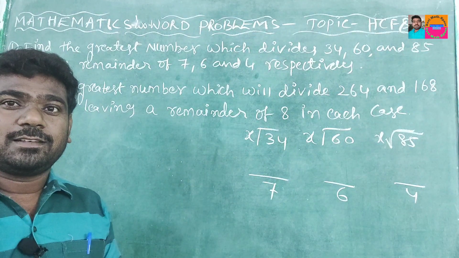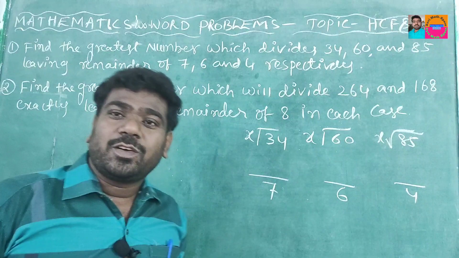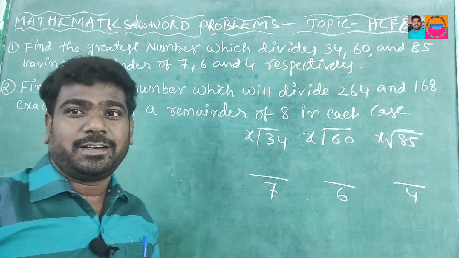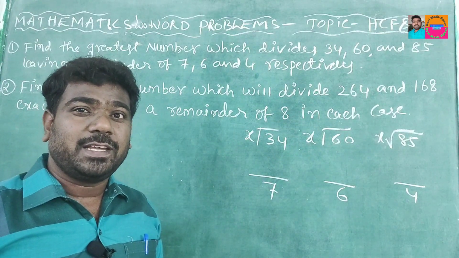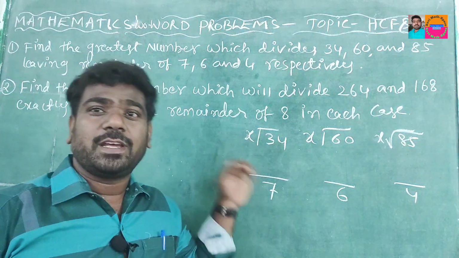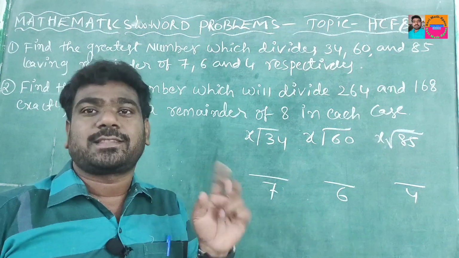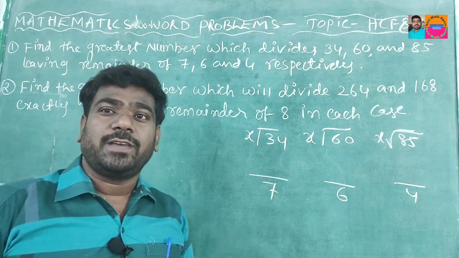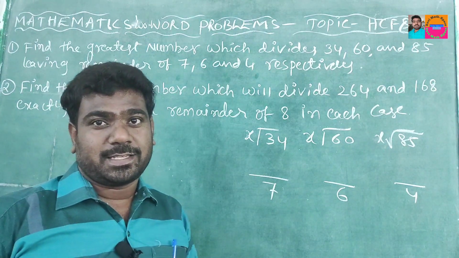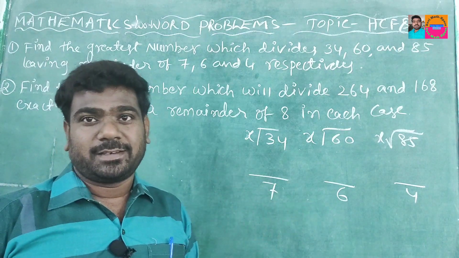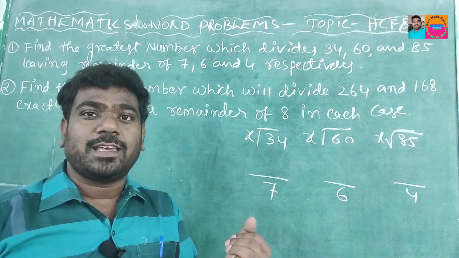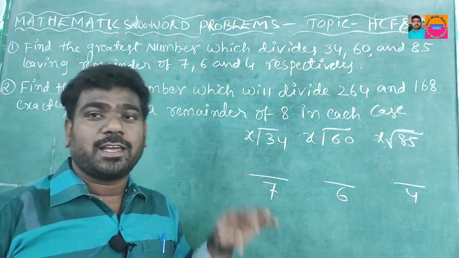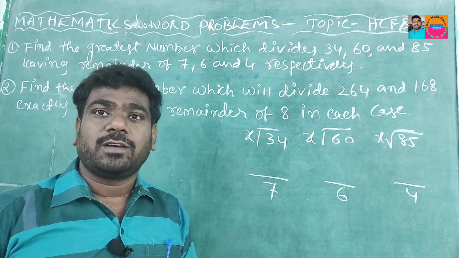So how to find it? Remember, x should be less than the dividend. So we are going to find the HCF. Why? Because HCF is the highest common factor that divides the given numbers, meaning HCF is automatically smaller compared to the given numbers. Whether it is LCM or HCF, we identify based on the question.